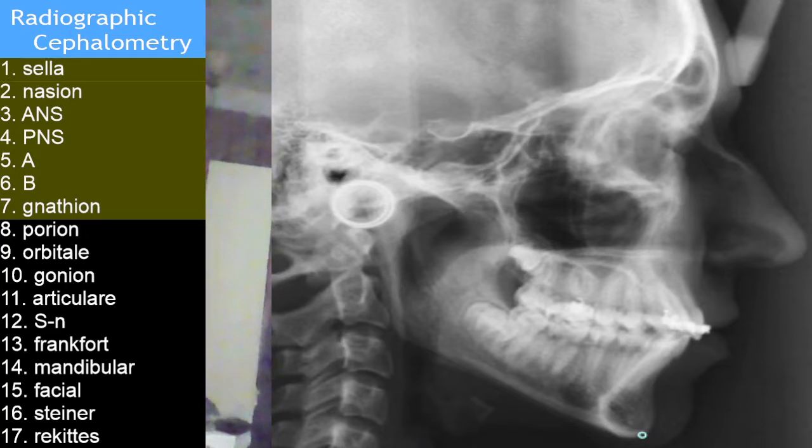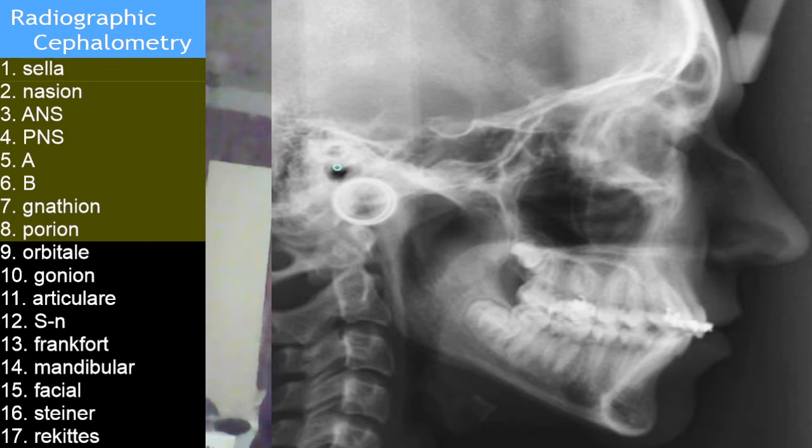Now let's talk about the porion. I will read the definition of the porion.